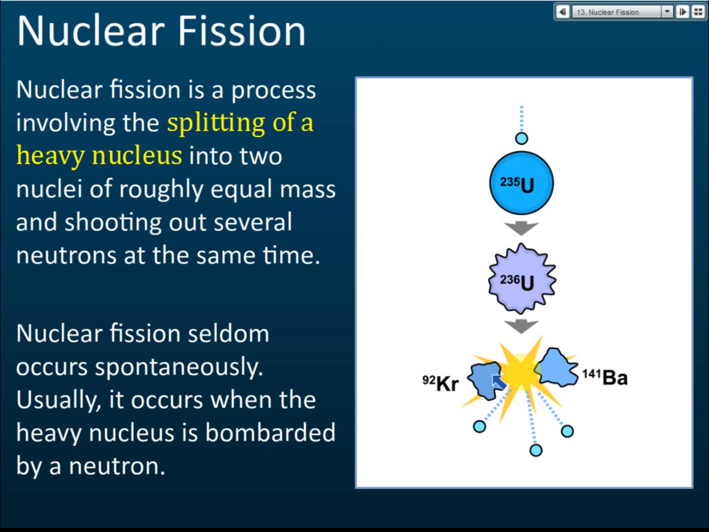Now during this fission, some mass defect occurs. There's some mass loss, and the mass loss is released as nuclear energy: heat energy and kinetic energy. The kinetic energy is the energy possessed by these neutrons. Now, nuclear fission seldom occurs spontaneously. That means it does not happen by itself. Usually, it happens because there are some neutrons shot into the nucleus, making it become unstable. Then only it occurs.